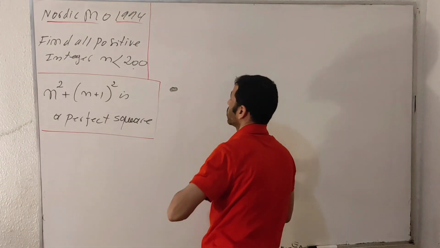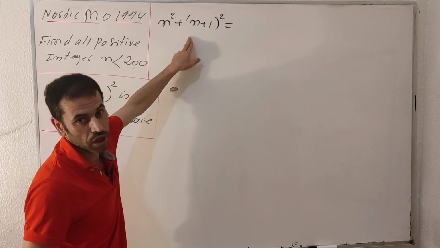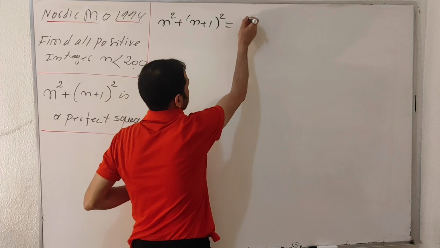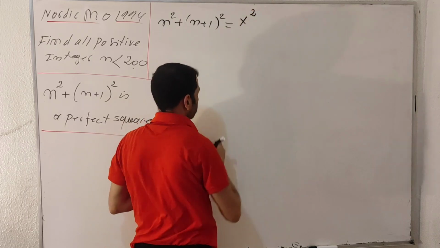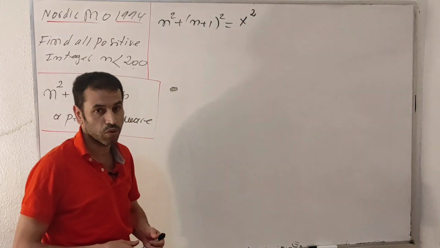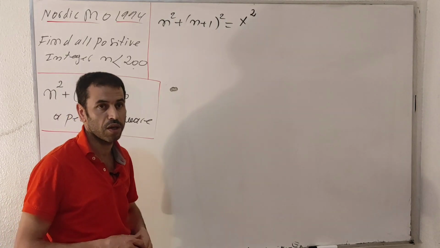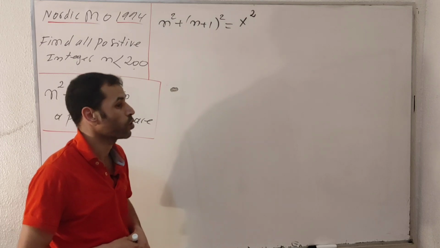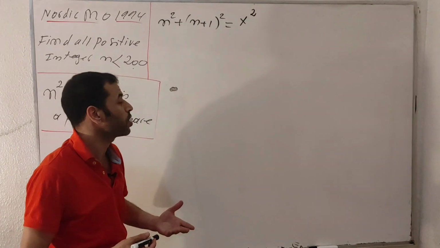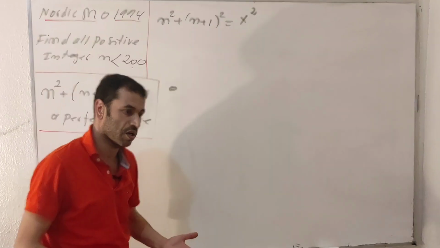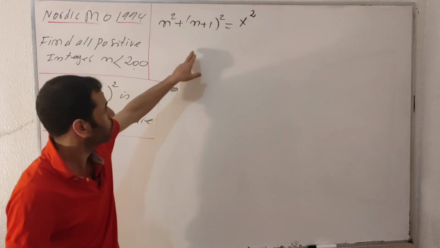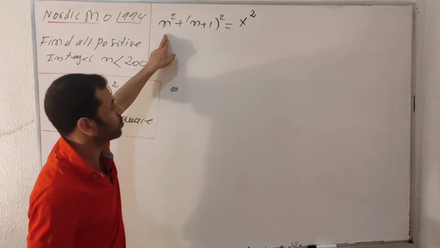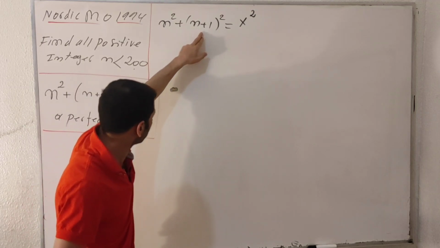So we have this following information. We are saying this expression is a perfect square, which means it can be written in this form, x squared. Now we are going to divide this into two cases: when n is an odd number and when n is an even number. We are going to check the odd case first, because the odd number can help us better than the even number. Before doing that, I'm going to check the parity of x first. One of these numbers is even, but we don't know which one.